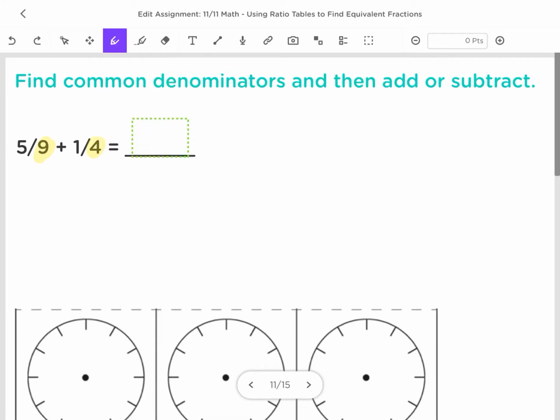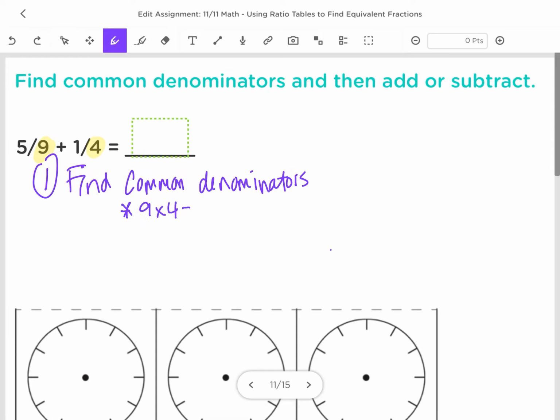So let's start with our ratio table. Our ratio table, the first step is to find common denominators. How do I do that? Well, there's 2 ways. I can multiply my denominators, so 9 times 4, and I would get 36. Or I can find my multiples of 9 and my multiples of 4.